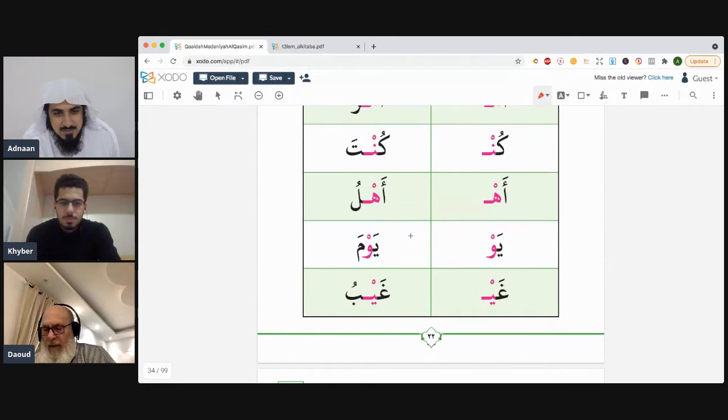Then we have yama. If you notice on the right side, it's giving you the first half of the word, and here it's giving you the first half and the second half. So here, the first half you said yaw, and in the second half, yawma. Ahsan.